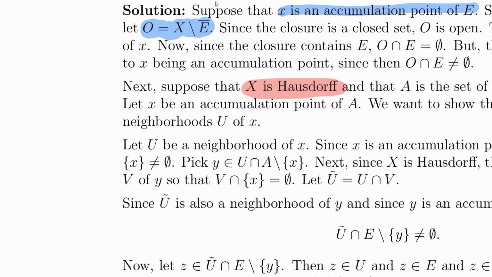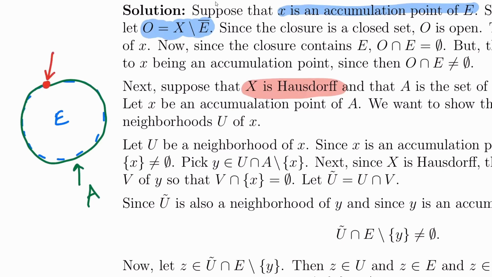So we have our set E, say it's this disk without its boundary. This is our set E. Then we have the accumulation points of E. It's something along this boundary here. This is A. And then we have a point here that is an accumulation point of A, something like this.